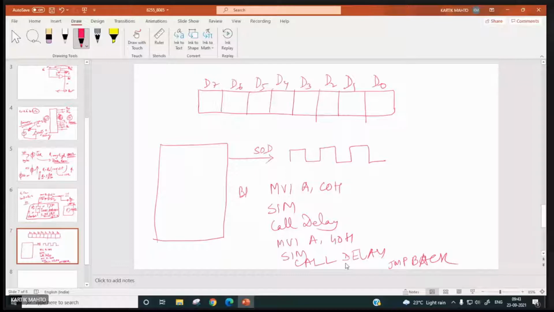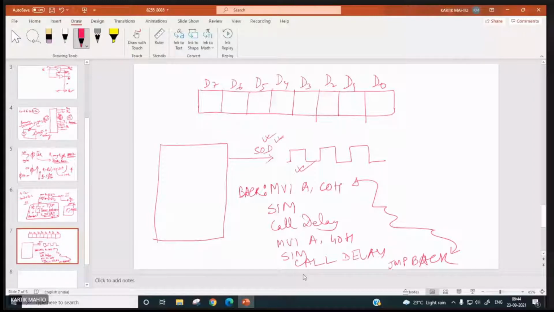Right? So in fact this SOD pin is designed for what? Outputting data serially. We should not do this, like generating square wave at the SOD pin. We can do it, of course, if you want to generate, but it is designed for sending the data serially to a serial device. There is no point in generating this type of waveform on the SOD pin. Okay.